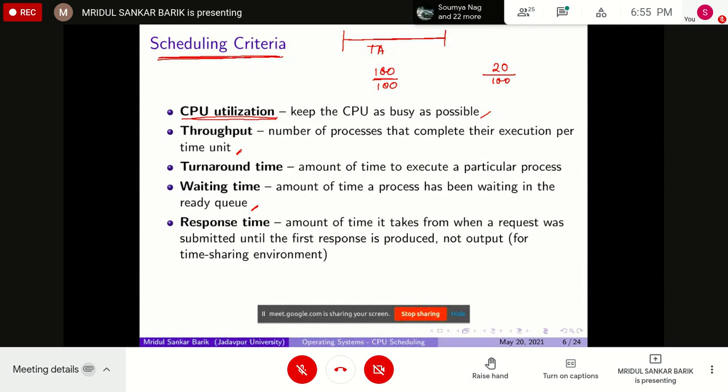Let's take some example to understand this response time. In some cases, you have your machine, say probably you have opened a number of windows, a number of applications are running. Your machine is heavily loaded, and now you require Microsoft Word.